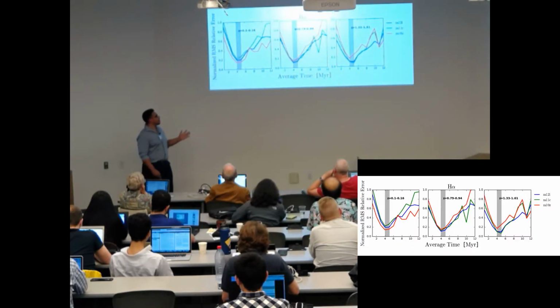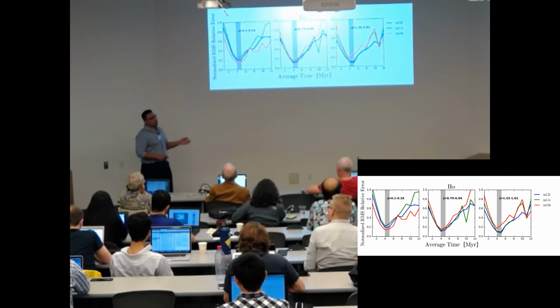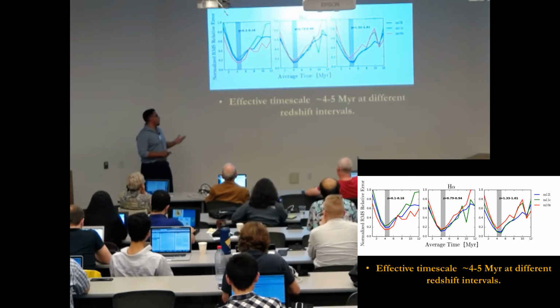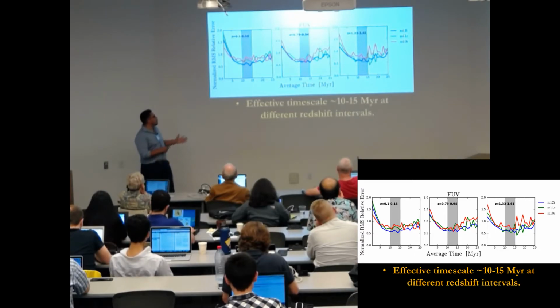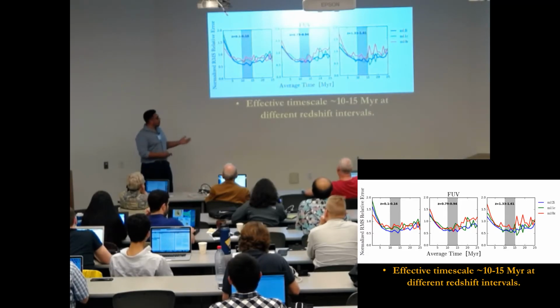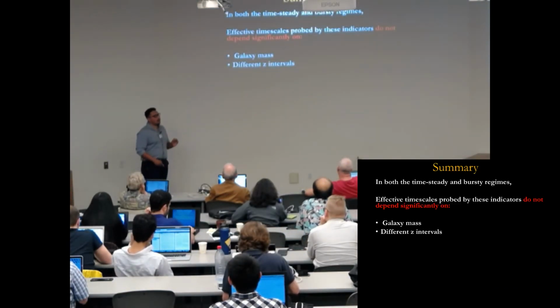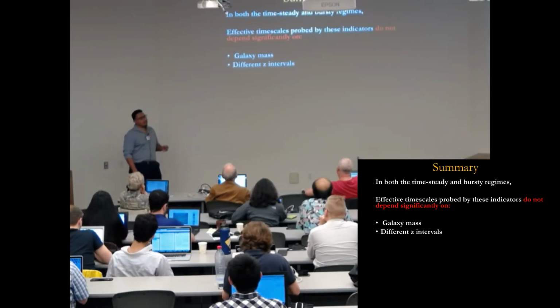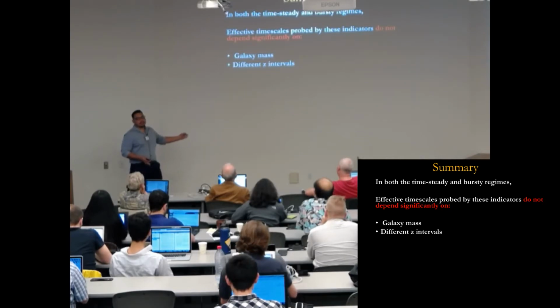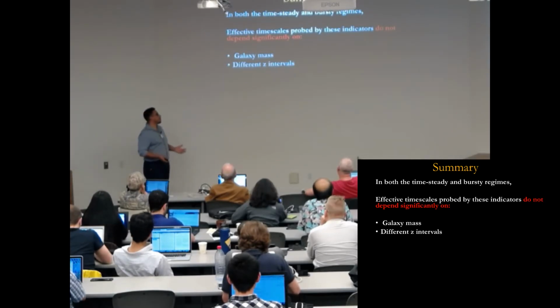And I do the same analysis. When I do, I find that I am again seeing this minimum scatter at an average time scale of about 4 million years or so. And when I look at FUV, I see about a similar trend as previously when looking at bursty and non-bursty regimes. So in conclusion, I would like to leave you with the takeaway that it doesn't matter whether I'm analyzing bursty or non-bursty star formation regimes when analyzing these effective timescales, and it doesn't matter whether the mass of the galaxy varies or the redshift intervals differ.